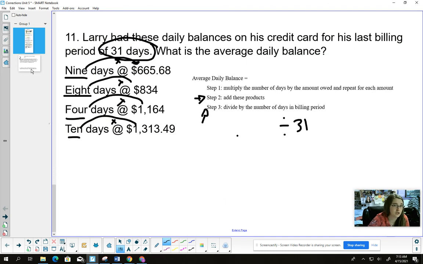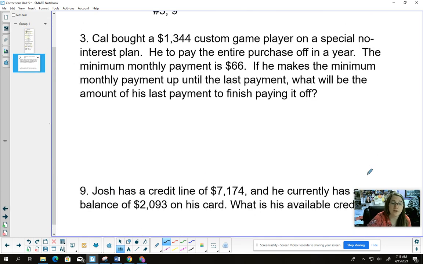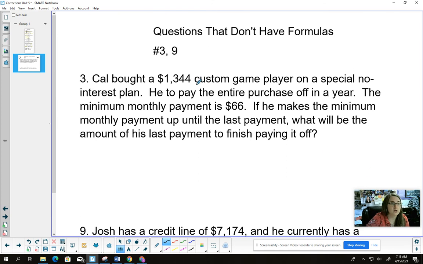So again, all of those questions had formulas. I'm going to go over the last 2 that did not have formulas just so that you can see how to do them since there is no formula. These ones were just reasoning and vocab. So if you missed number 3, we'll talk through this here real quick. So this is Cal bought a 1344 custom game player. Again, your numbers are going to be different. He had to pay the purchase off in a year. The minimum monthly payment is $66.